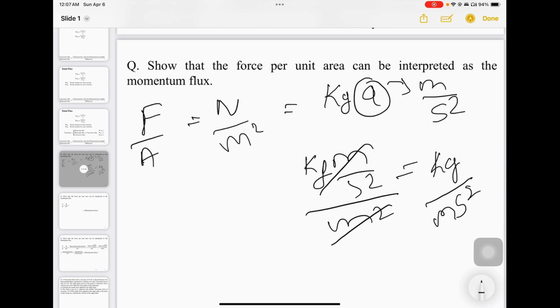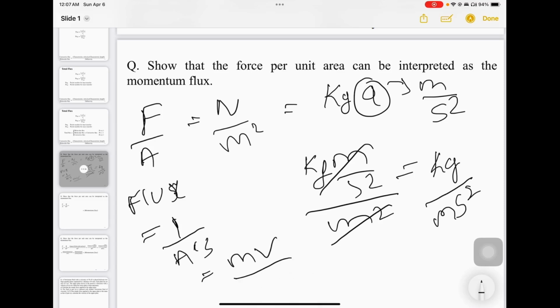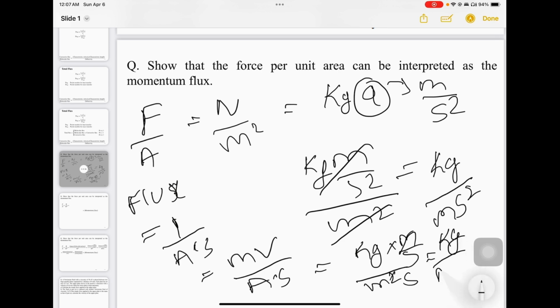And momentum flux, we all know what flux actually is. Flux is anything per unit area per second, which in the momentum case will be momentum upon area per second. So it will be mass kg into meter per second upon meter square second. If it cancels out, we'll get kg per meter second square.